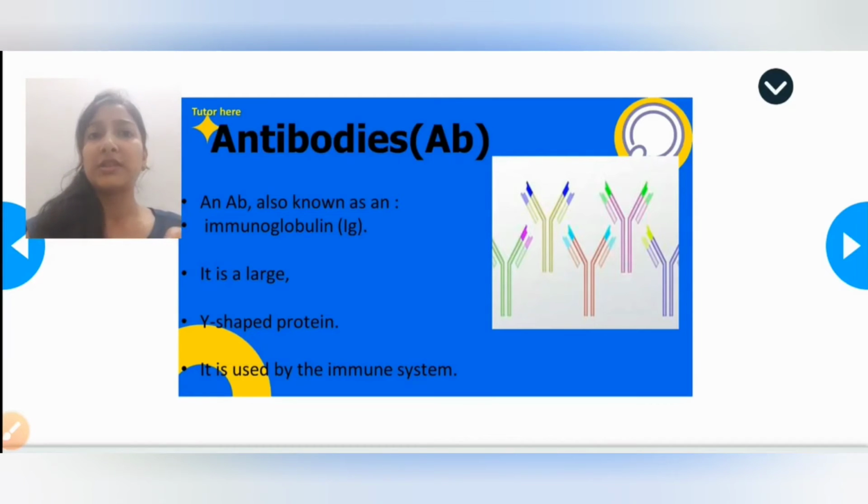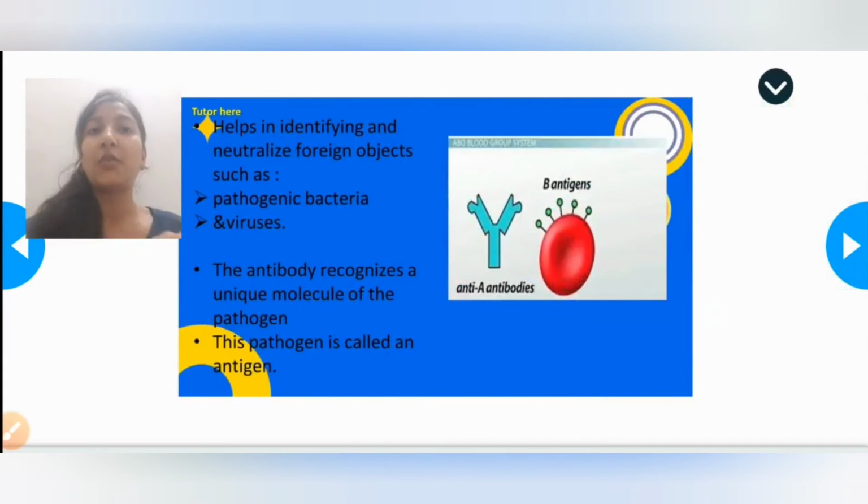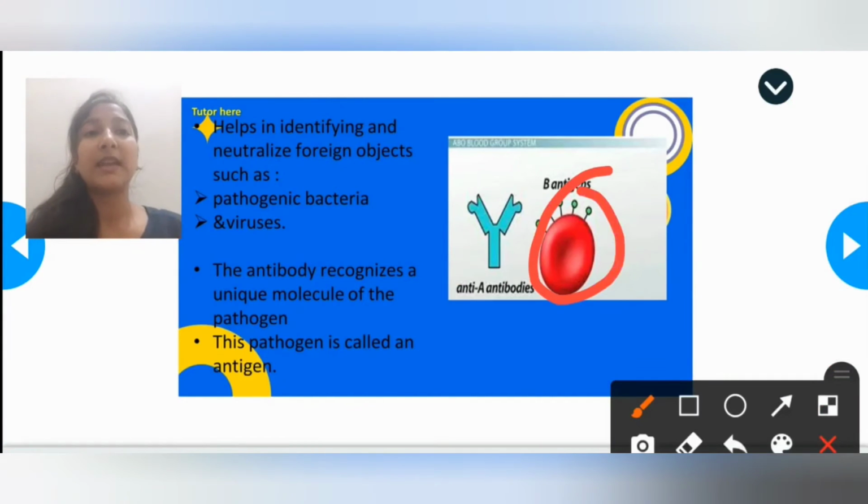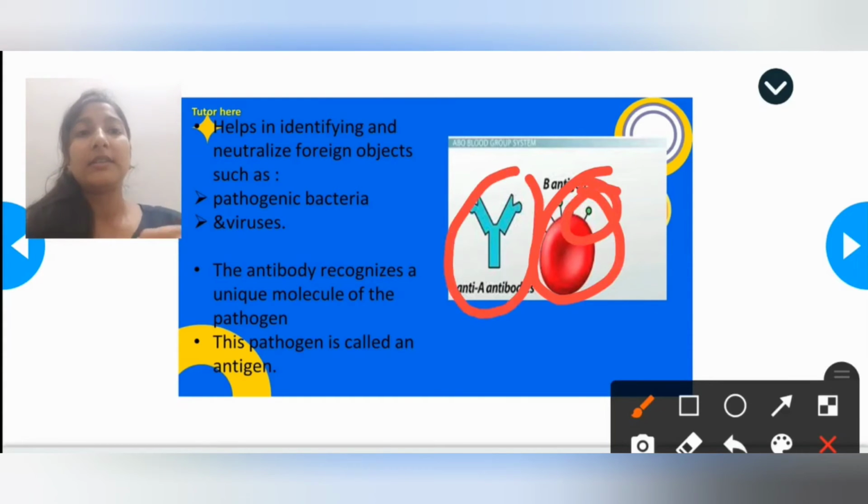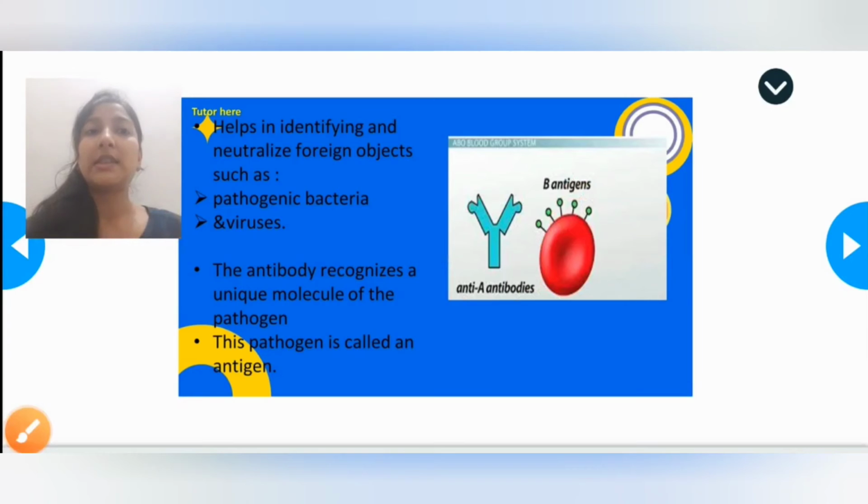They are used by the immune system as they help in neutralizing or identifying foreign objects like pathogenic bacteria or viruses or something else which causes illness. So what they do is, as we see in the picture, there is a red blood cell and some structures. These are antigens and this is our antibody. These antibodies find the antigens and attack them or stick to them. And if they find that the antigens are pathogenic bacteria, viruses or anything which causes illness or is not good for our health, they start killing them.